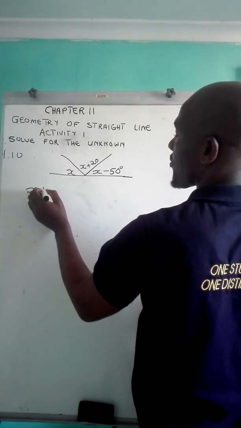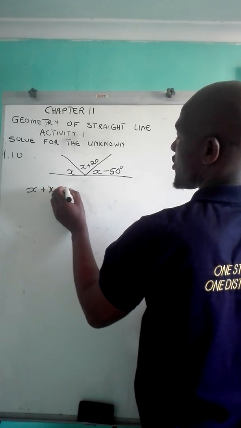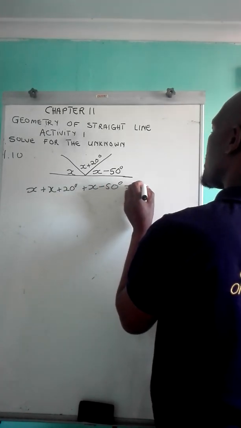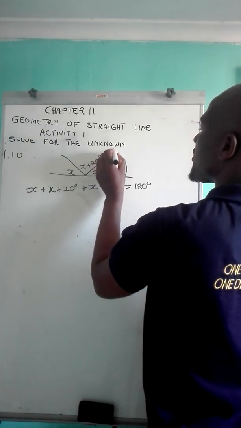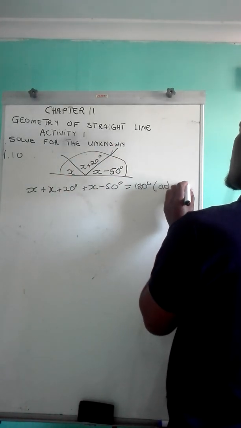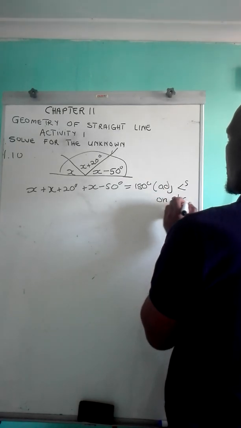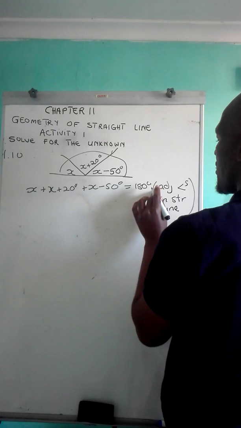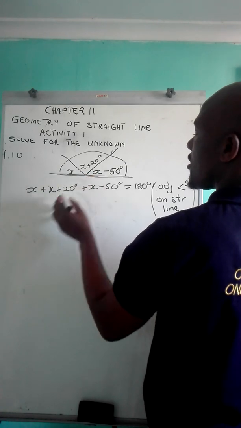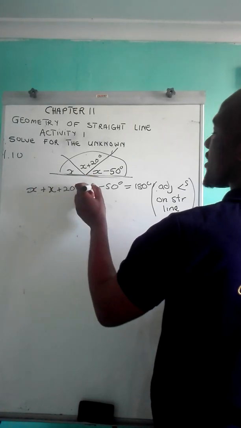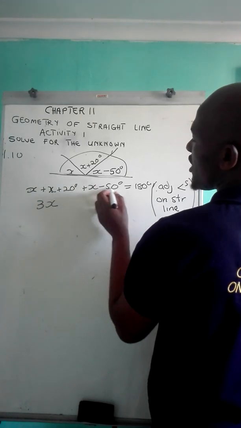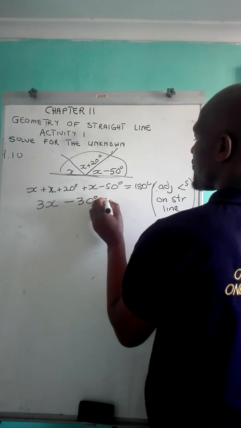It's x plus 20 degrees plus x minus 50 degrees equals 180. Sorry. These are the adjacent angles on a straight line. Oh, these are the angles on this straight line. Okay. So what is x plus x plus x? x plus x is 2x plus x is 3x. What is 20 minus 50? It's minus 30, which is 180.